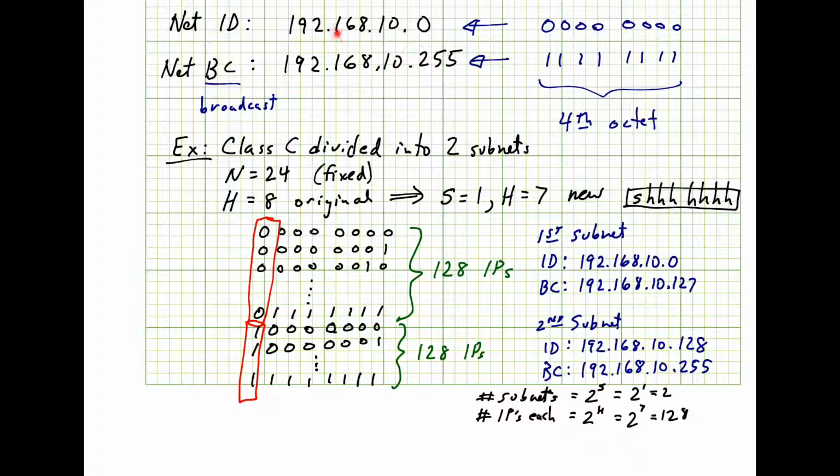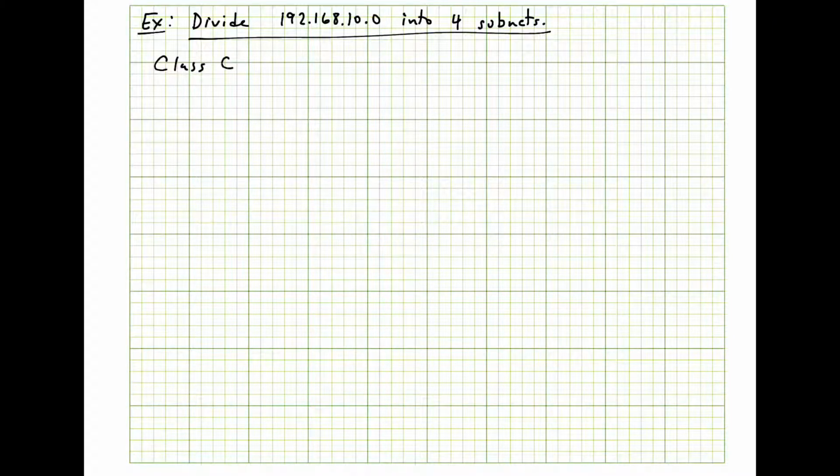I'm going to take the same Class C private network, 192.168.10.0, and divide it now into 4 subnets. So, as an example, divide 192.168.10.0 into 4 subnets. Okay, this is a Class C, so we're going to have N is 24, the first 3 bytes, and H, the original H, is 8.